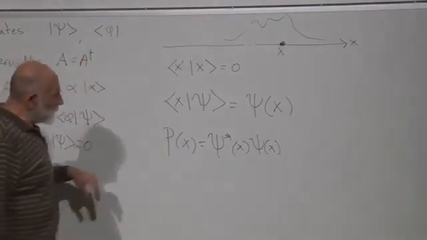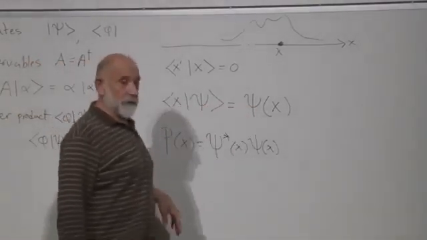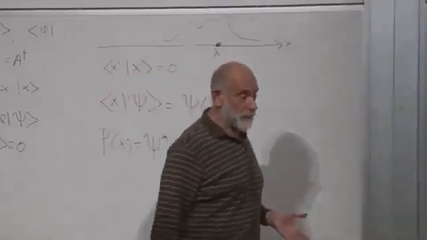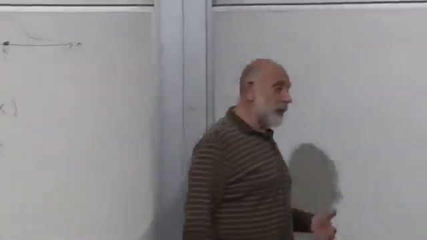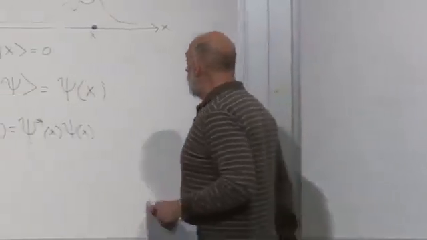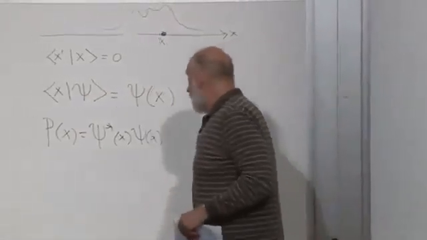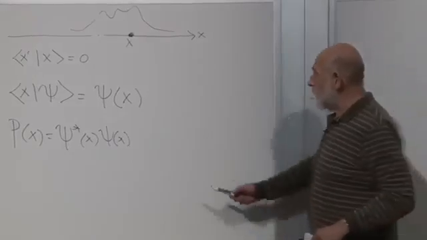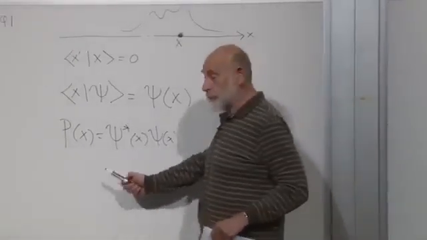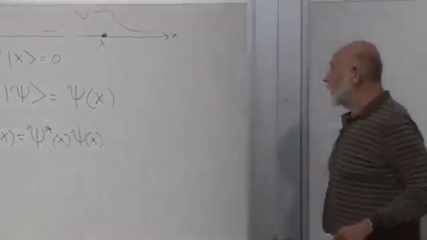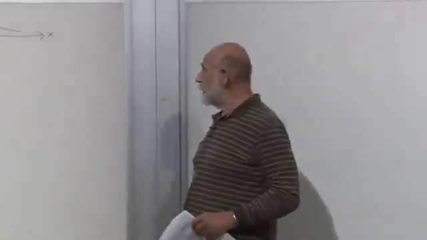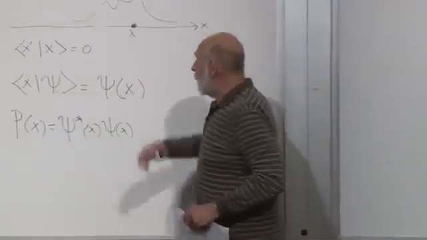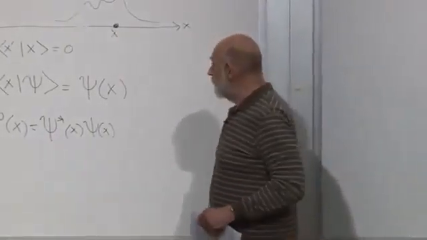Probabilities are always positive. Psi of x's are generally complex numbers. They can be positive, they can be negative, they can be imaginary, they can be whatever you like. So it would not make sense to say that psi is a probability, but it does make sense to say psi times psi star is a probability.